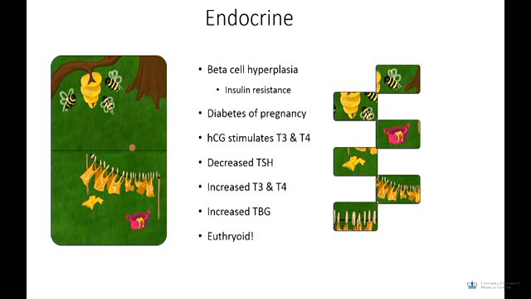HCG stimulates both T3 and T4. So this little basket here you can think of as the placenta, and it is stimulating the T3 and T4 t-shirt. You have decreased TSH, so you see that TSH t-shirt on the ground. You've increased T3 and T4, so those pennies are proudly hanging up on the clothesline. And increased TBG, so that thyroid hormone binding globulin is the clothespins that are binding that T3 and T4. And so ultimately, when you add all these changes together, you end up being euthyroid.